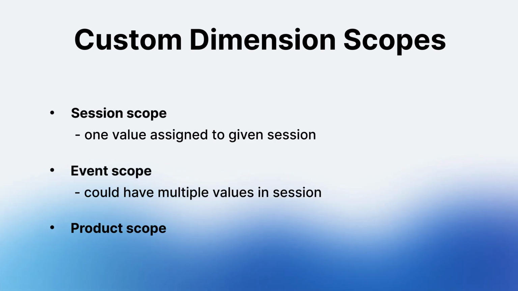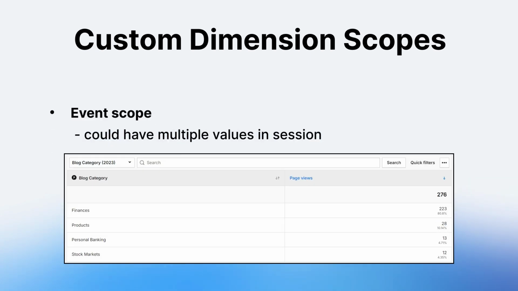As for event scope custom dimensions, they obviously describe events. This time, however, we could capture multiple values within a session. So let's take a page view event. If your website has a blog section, or if you have a blog, a good example of a custom dimension of event scope that you could use would be blog post category or blog post author.